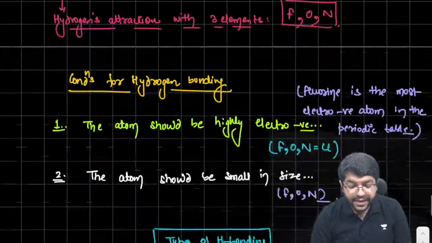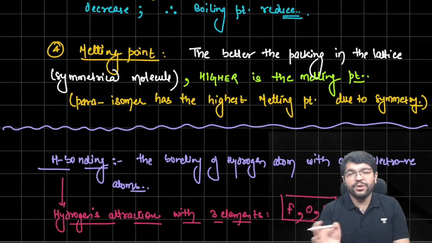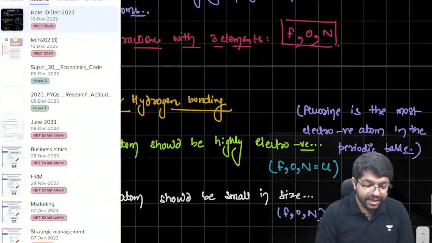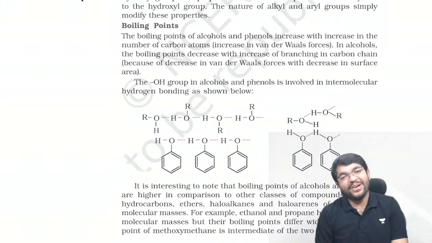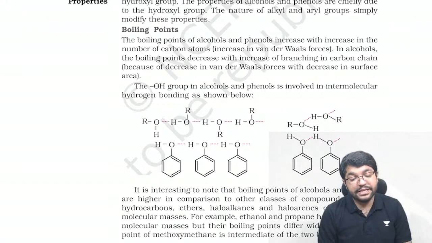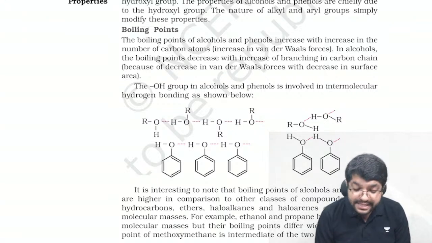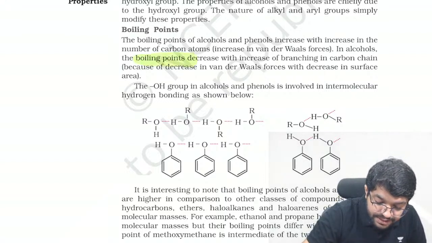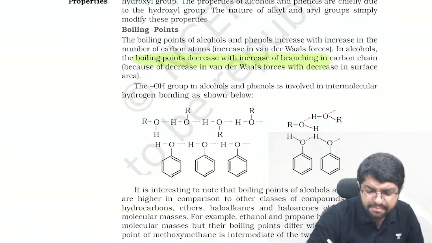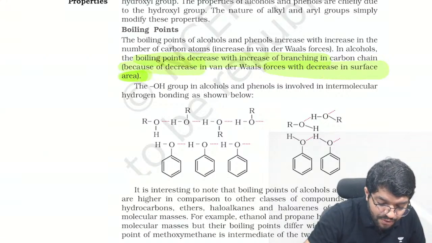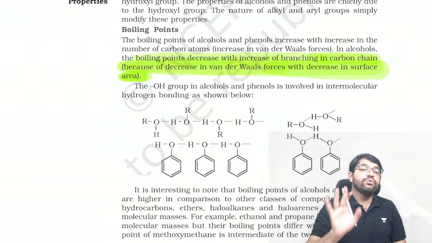I hope it is all penned down. Hydrogen bonding was a side stream I took you through. Now quickly I take you back to the best book in our syllabus, the NCERT. The boiling point of alcohol and phenol increases with the increase in number of carbons. The boiling point decreases with increase of branching, due to the decrease in surface area. It's there in your notes also.